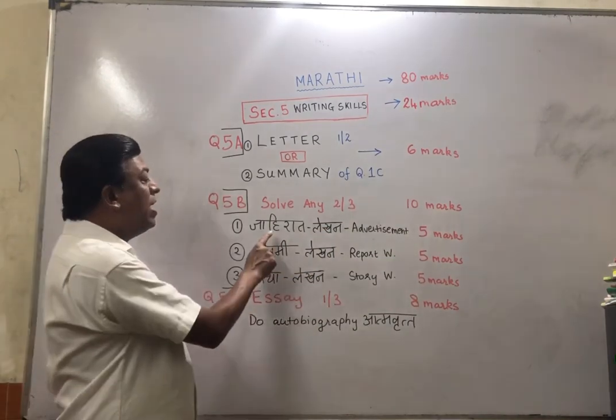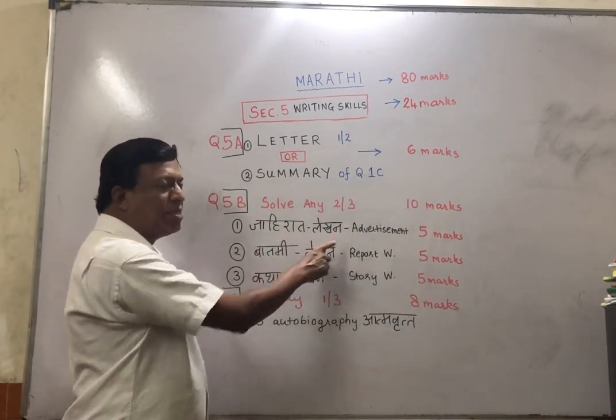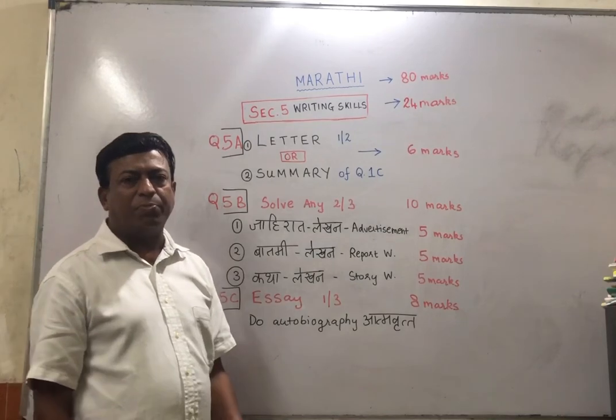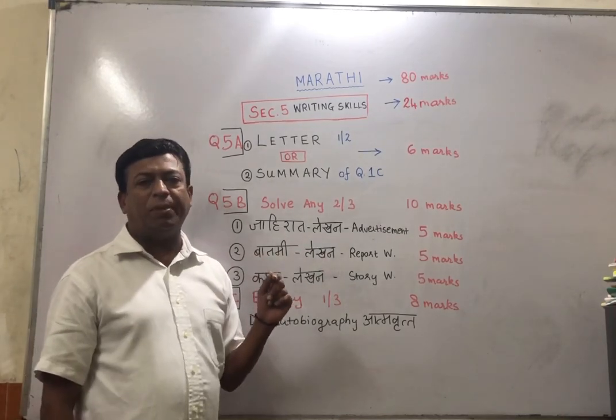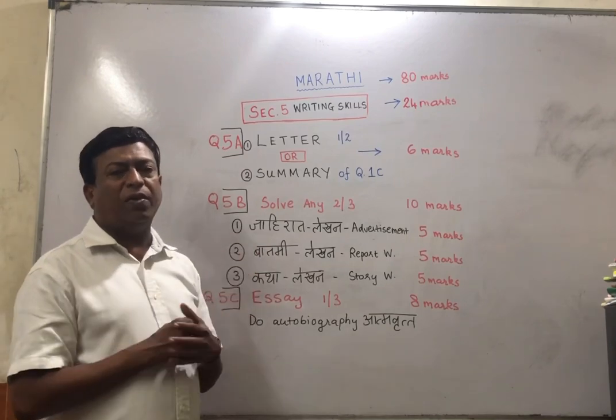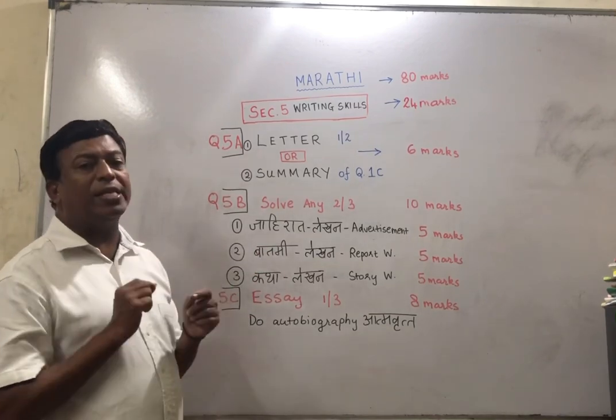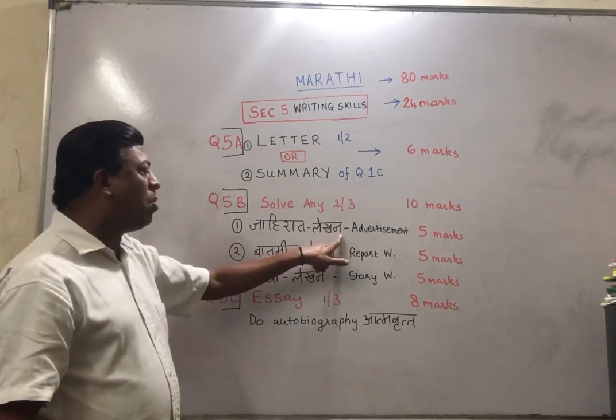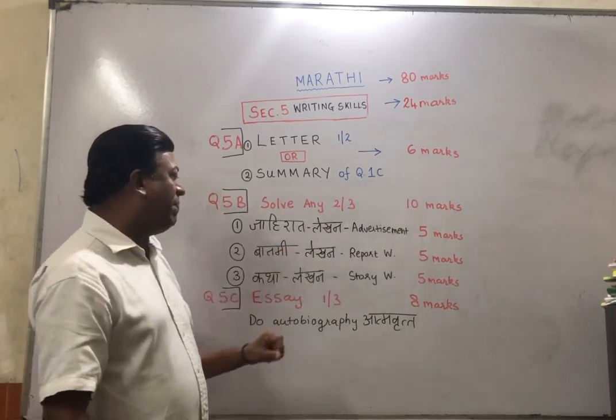Now there is Jahirat Lekhan, that is advertisement. Now there are two types of advertisement. One, you have to make an advertisement, or one, they have already given an advertisement and you have to answer the questions of that advertisement. That is very simple rather than to make. But go for advertisement which carries 5 marks.